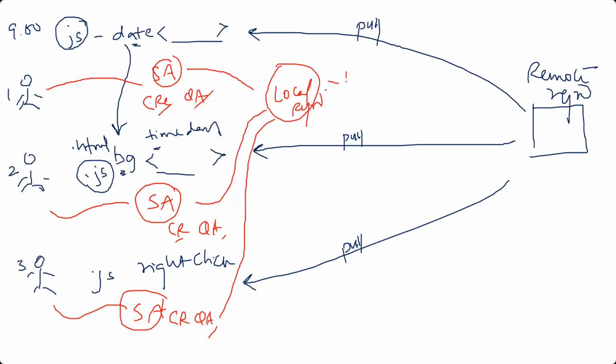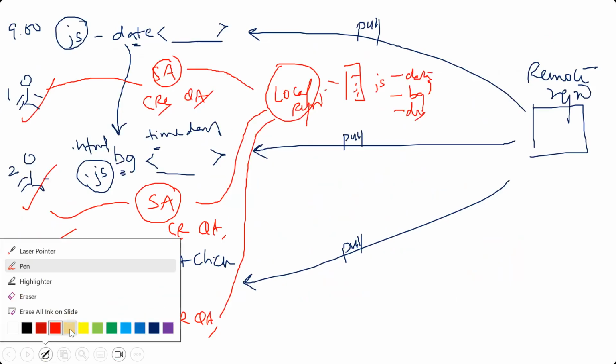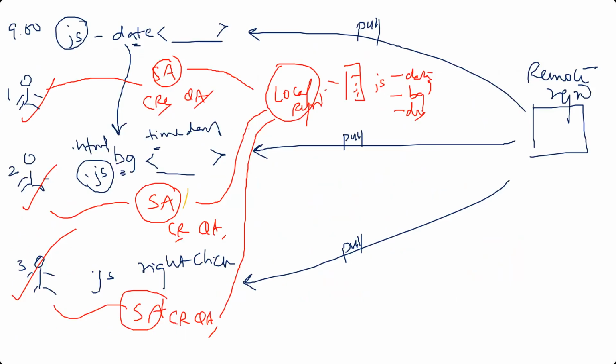So in this local repo, the page where it has the JavaScript, it has three changes. Change 1, date coming from developer 1. Change 2, background color based on the date timestamp coming from developer 2. And disable right click, which is coming from developer 3. So these three changes typically sit in local repository. Okay. Now the big question is, who takes care of the activity?